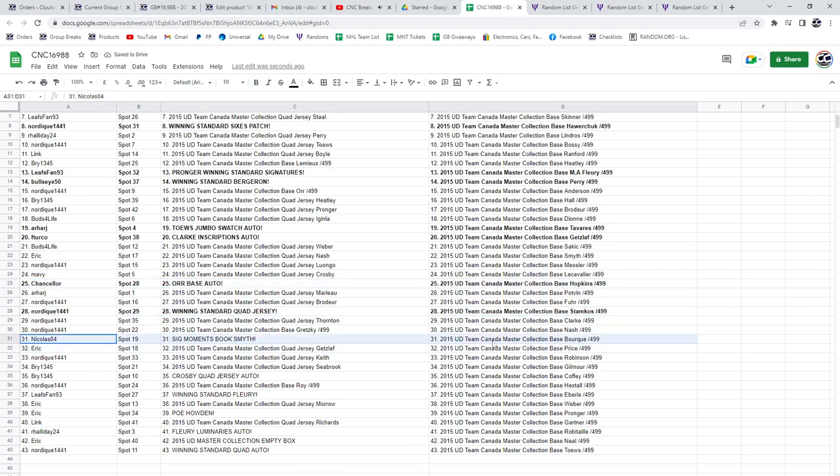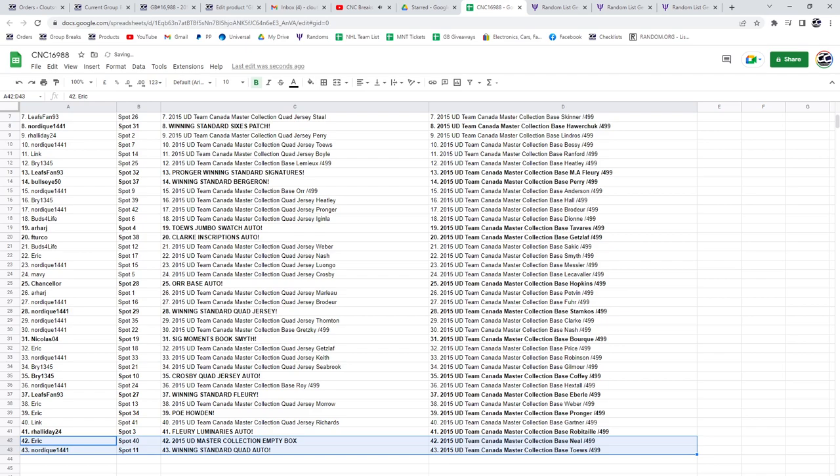The signature moments booklet of Smith goes to Nicholas. The Crosby goes to Bry. Leafs fan has the winning standard of Flurry. Eric, the POE of Howden. R. Halliday, the Flurry Luminaries. The empty box goes to Eric. And Nordique has the winning standard quad auto.